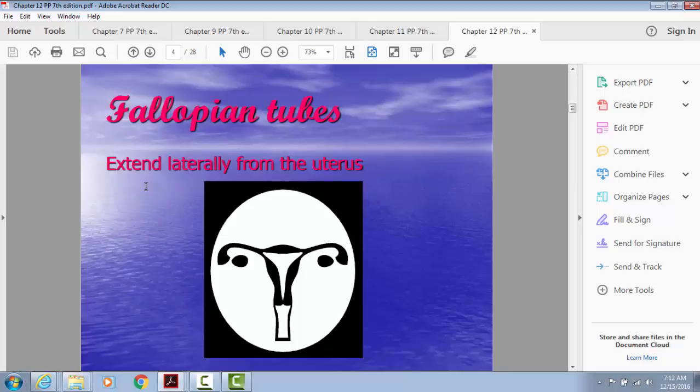The fallopian tubes then extend laterally from the uterus. So the fallopian tubes are these. They extend laterally, which means to the side. And here is the ovary, those almond-shaped glands that we just talked about.